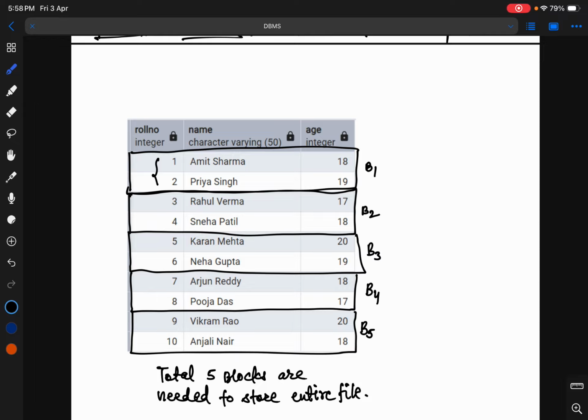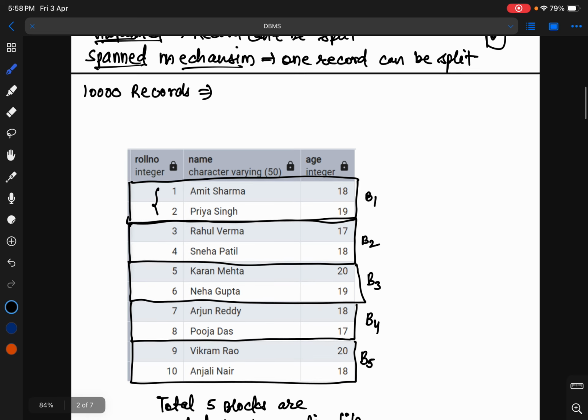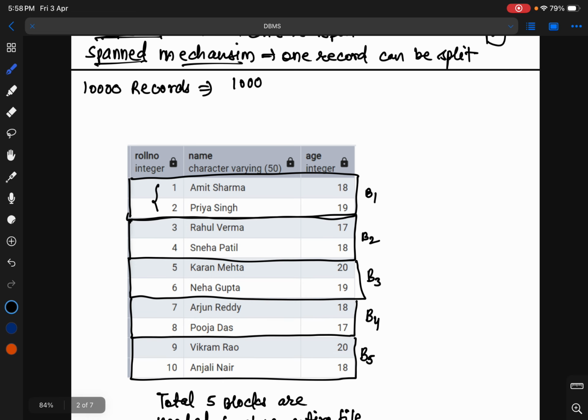Okay, so a total of 5 hard disk blocks are needed to store the entire file, which has only 10 records. If there were, let's suppose, 10,000 records, then how many blocks would be needed? It would be 10,000 divided by 2, which is 5,000 blocks needed to store a file which has 10,000 records. We are talking about only these three fields.